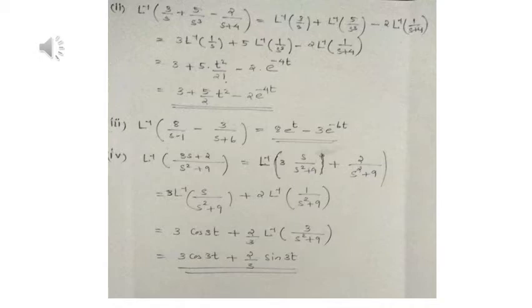Here we are multiplying a 3 and dividing a 3 because in the denominator we have S square plus 9. When we take the Laplace of sin at, it is a by S square plus a square. Here a square is 9, that is, a is equal to 3. So in order to bring a in the numerator, we have to multiply a 3 and divide a 3 so that the value gets no change. So it is 2 by 3 into Laplace inverse of 3 by S square plus 9. So the answer is sin 3t. Final answer: 3 cos 3t plus 2 by 3 into sin 3t.